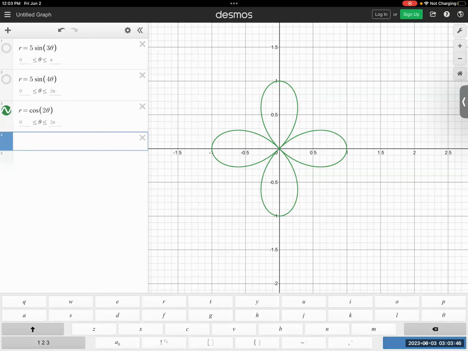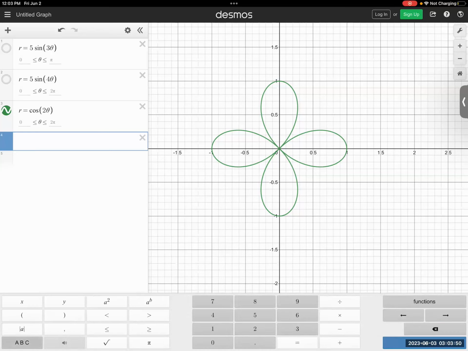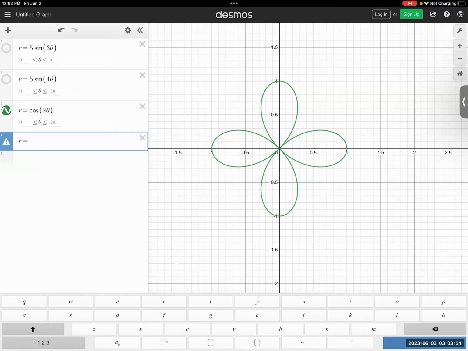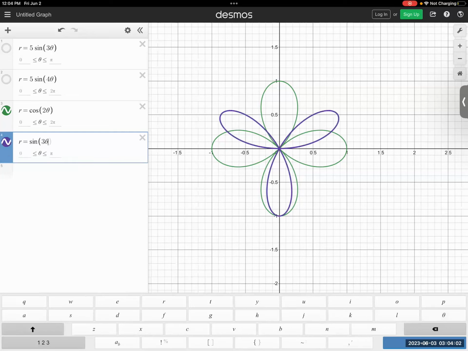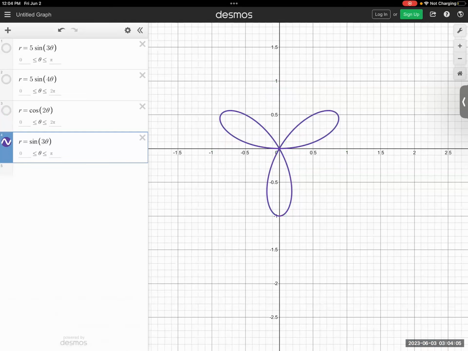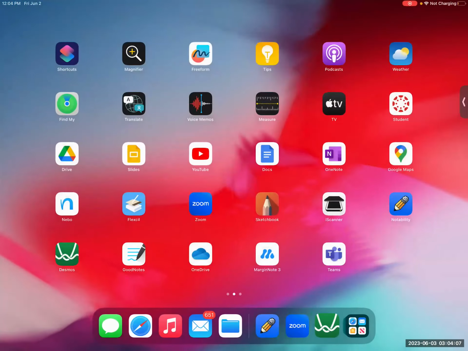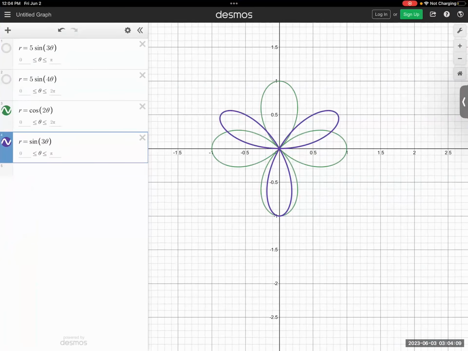One more time, we have r equal to, let's say this time sine, it doesn't matter, sine or cosine, but I'm going to use the odd number, 3 or 5. 3 theta. What do you guys think? We have exactly 3 petals. So you can graph it. So one more time, this one is double, and that one is 3.